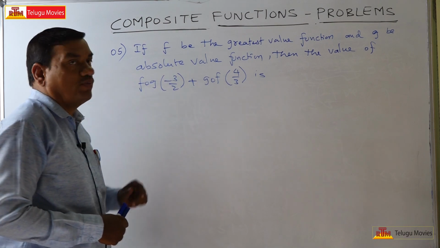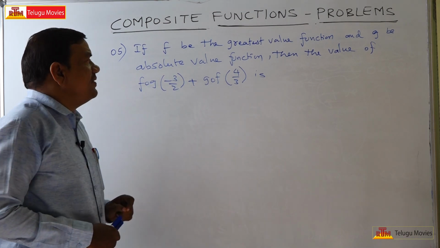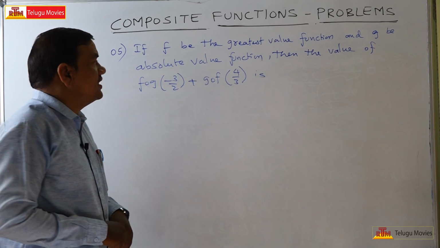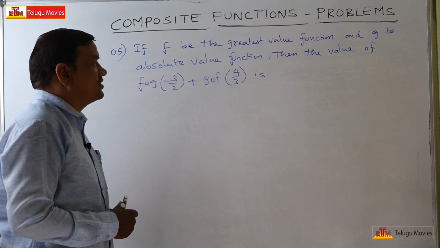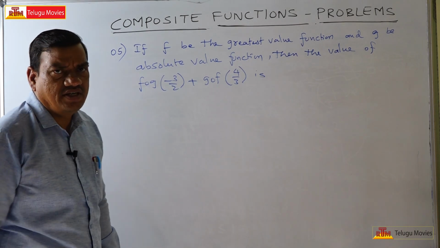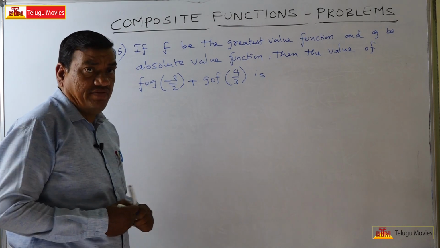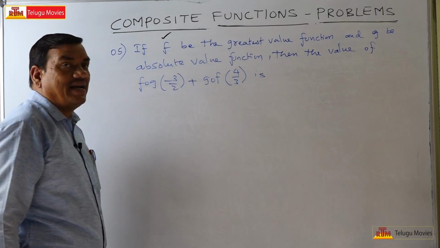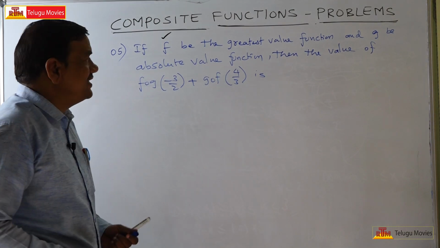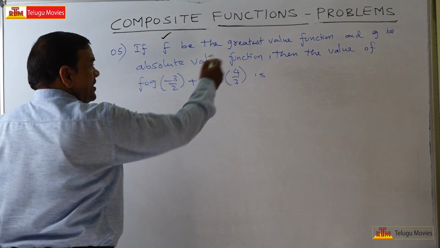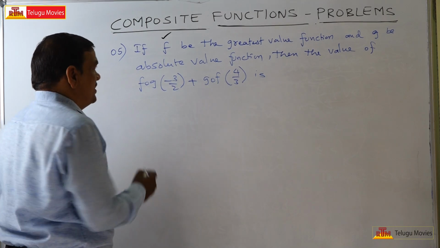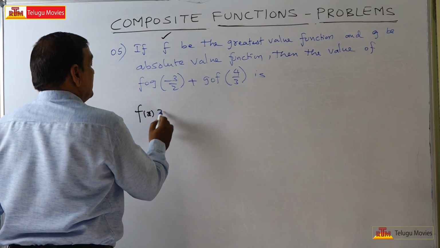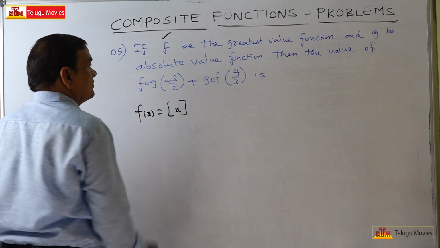Welcome to the fifth problem. If f is the greatest integer function and g is the absolute value function, then find the value of this expression. Very easy function, a very easy problem. Here it is given that f is the greatest integer function, that is, f of x is given indirectly as the step of x.